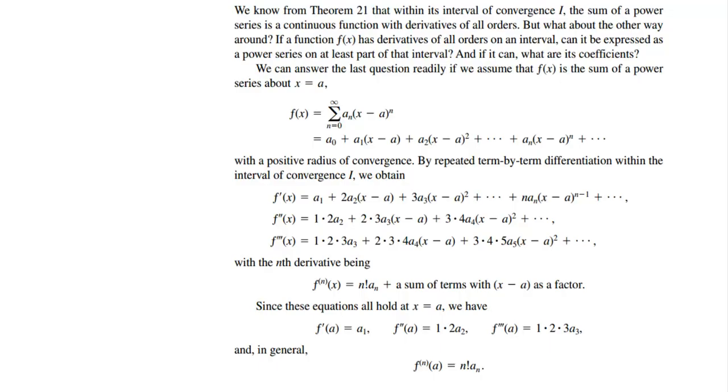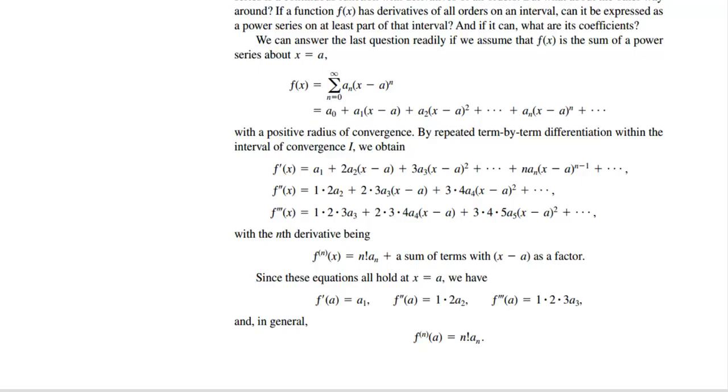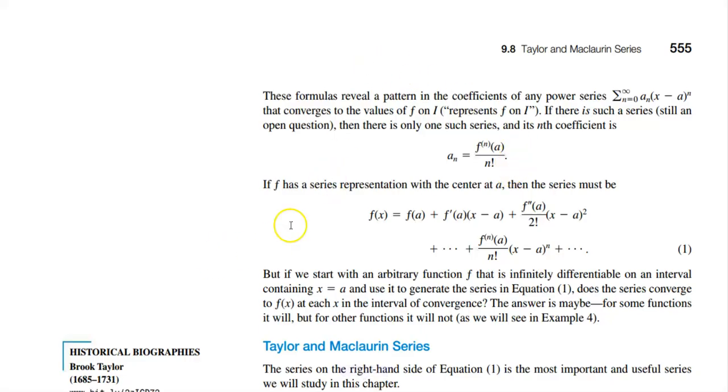Since these equations all hold at x equals a, we have f prime of a equals a sub 1, f double prime of a is 1 times 2 times a sub 2, f triple prime of a is 1 times 2 times 3 times a sub 3, and in general, the nth derivative of f at a is n factorial times a sub n. These formulas reveal a pattern in the coefficients of any power series, the sum from n equals 0 to infinity of a sub n times x minus a to the nth power, that converges to the values of f on the interval I, which stands for, quote, represents f on I.